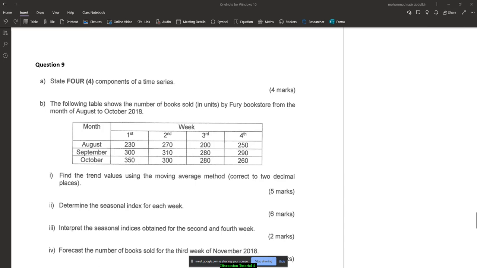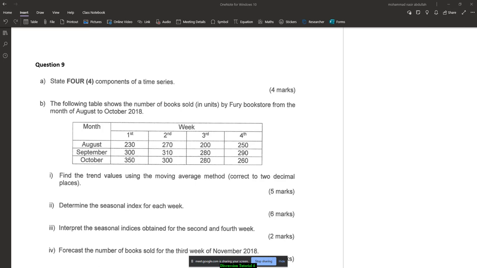For seasonal index, I got 401. 401. Okay. I got 400.01. Adjusted factor ke? Yes. I mean after the adjusted mean. Oh, okay. Alright. Okay, kita buat ni lah. Kita tengok ni. Alright.